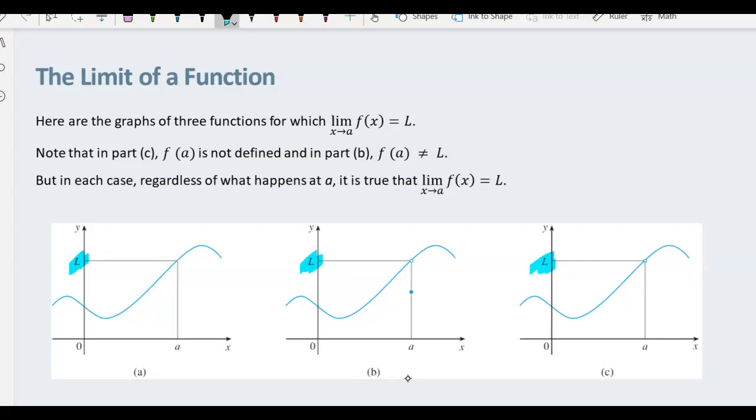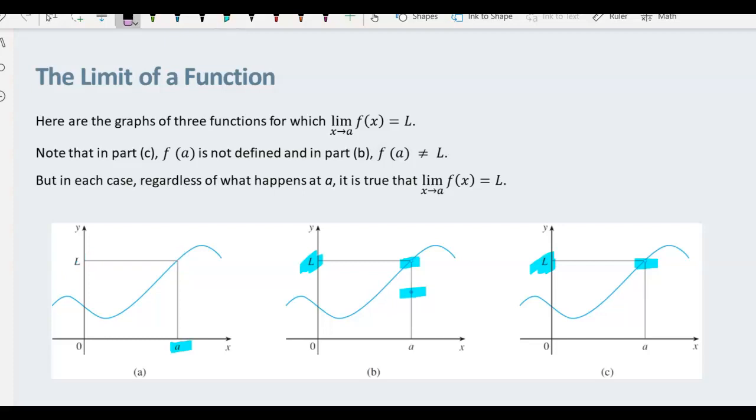In the first example, the function is completely defined at the point a. We can see that it's continuous. In the second example, the function is defined at the point a, but it's not defined at the point where the limit seems to be approaching from left and right. And then in the third example, the function is not defined at that point. We have an open circle there, so there's just a hole in the graph.